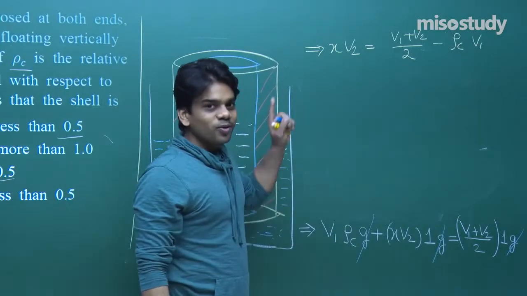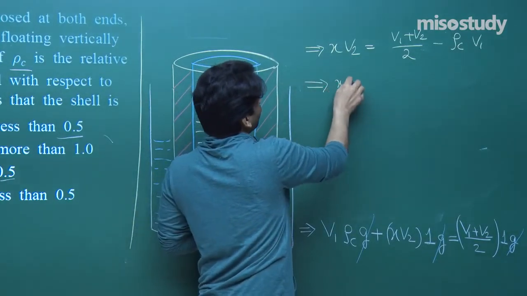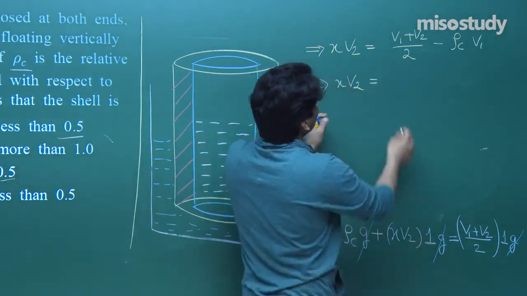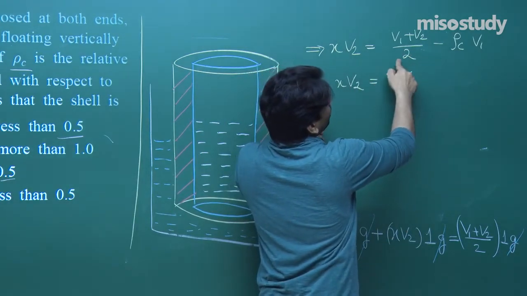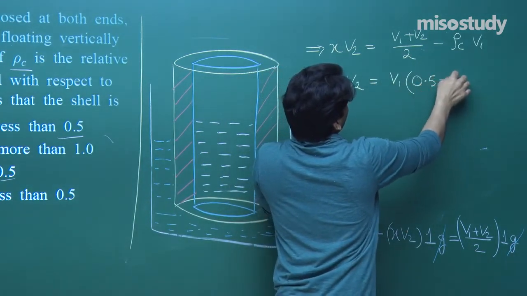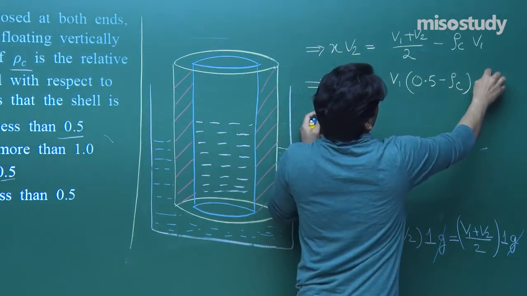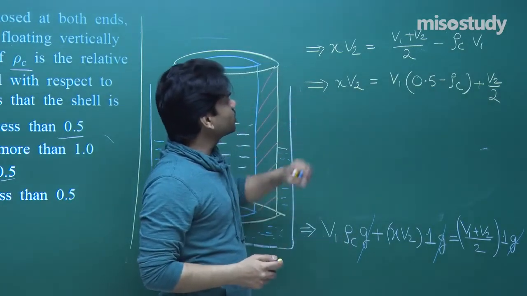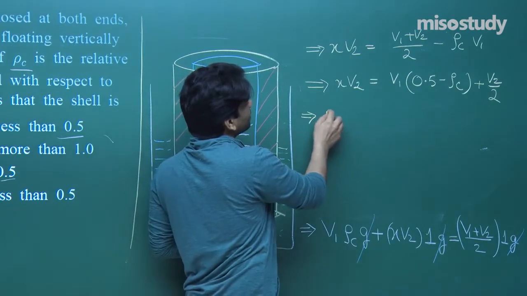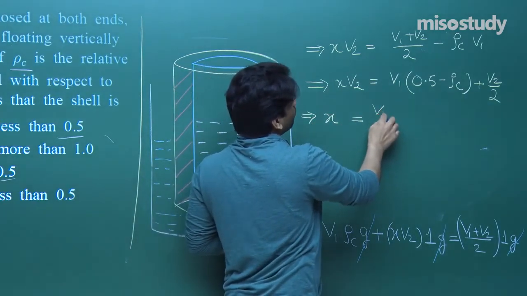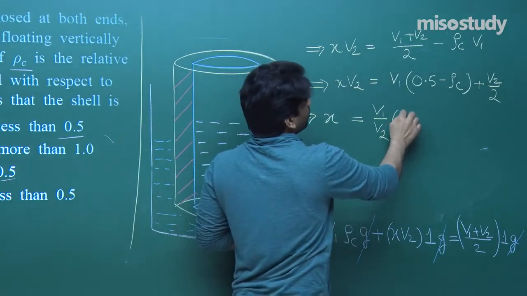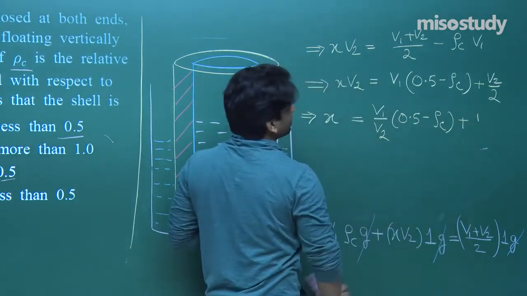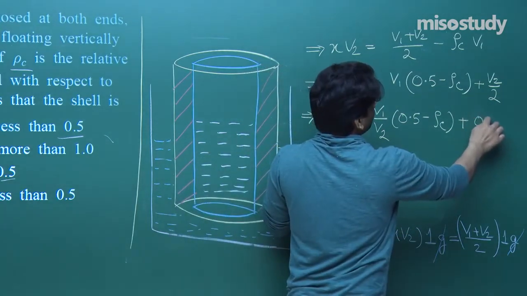Now you see what you can get from here. x into V2 is equal to, take V1 common, V1 into (1 by 2 minus rho c), so (0.5 minus rho c), plus V2 by 2. Not a problem. Next, for the value of x, you can write x is equal to V1 by V2 into (0.5 minus rho c), plus 0.5, because V2 will be cancelled out in the second term.